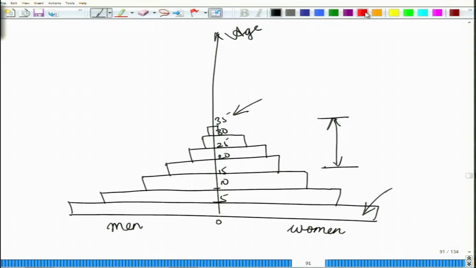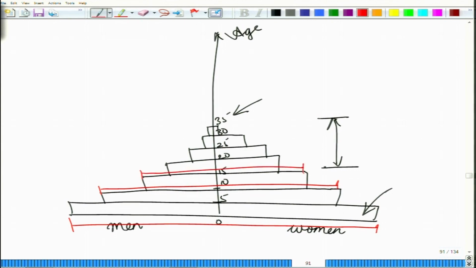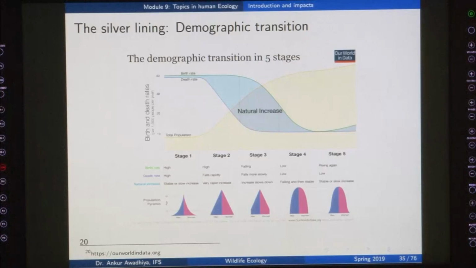So, in this case this is representing a population with a high birth rate and a high death rate. It has a high death rate because if you look at any particular rung, here we have so many children, but out of these children only these many are able to reach the next rung, and then only these many are able to reach the next step of the ladder.